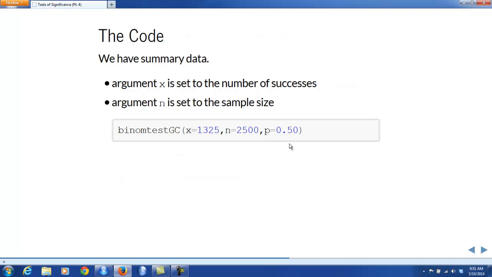Now the code. This time we have summary data. Just as with confidence intervals, binom.test_gc can handle summary data. You just set the argument x to the number of successes and the argument n to the sample size. And if you want to test, then you have to add the argument p, setting it to the null's belief of 0.50.